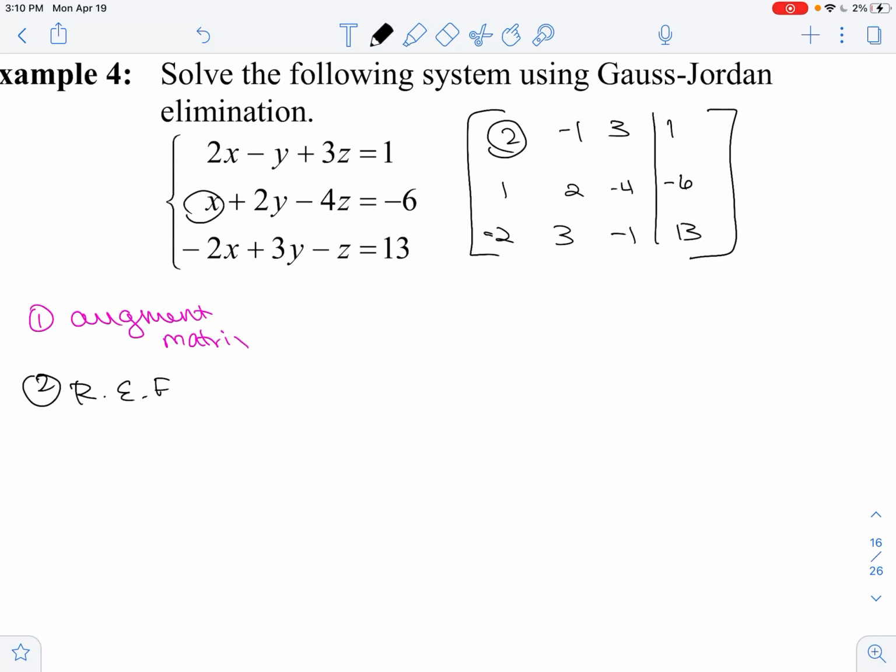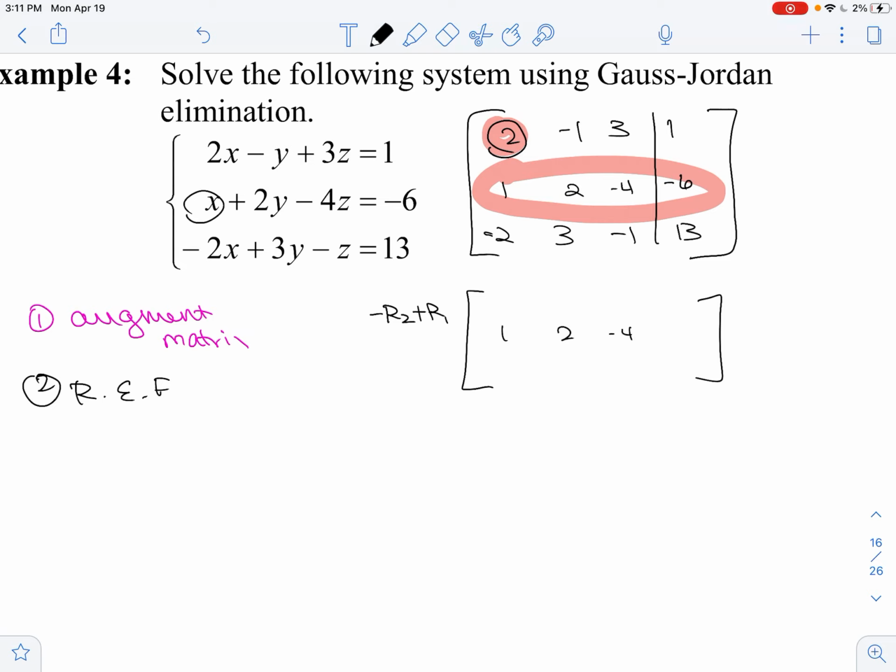And in order to make this a 1, well, I'm going to go ahead and take a -1 and multiply it by this row. And if I add it to this, it will make it a positive 1. So I'm going to take negative row 2, or -1 times row 2, and add it to row 1. I'm changing row 1, so I'm keeping row 2 and 3.